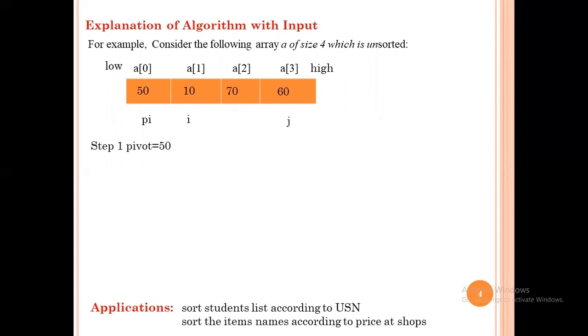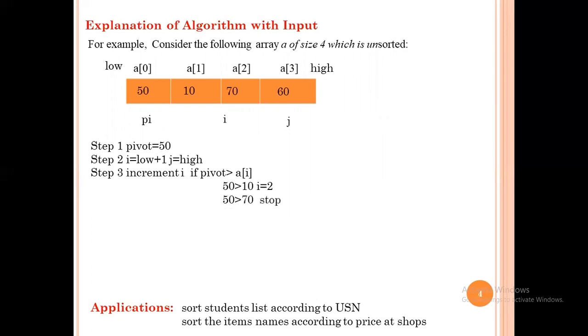Step 1. Consider the first element in the list as the pivot element. Therefore, here pivot equals 50. Next, set i and j values. Here i is set to low plus 1, j is set to high. Increment i if pivot is greater than A[i]. First, we compare 50 with A[1], that is 10. 50 is greater than 10, so increment i. Now i value is 2.